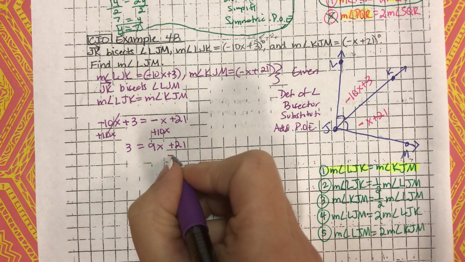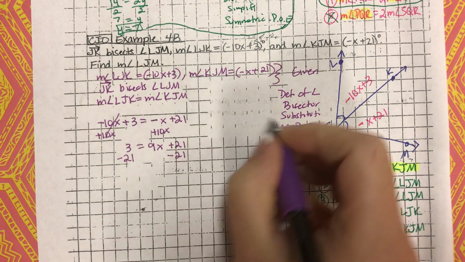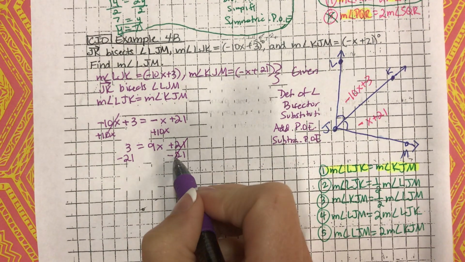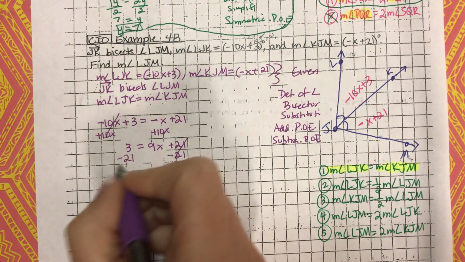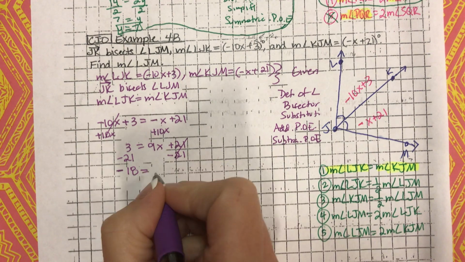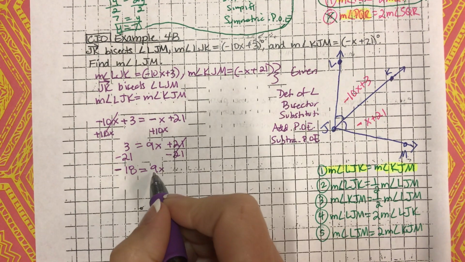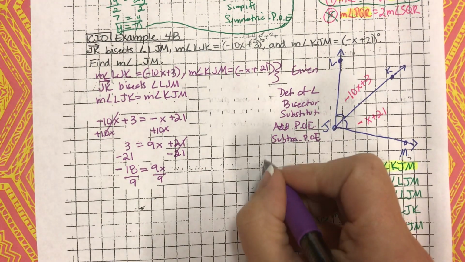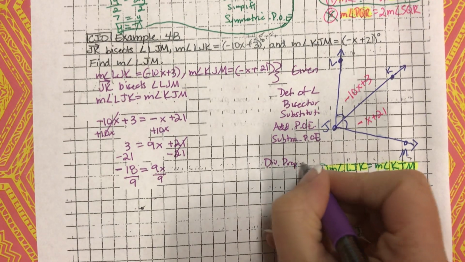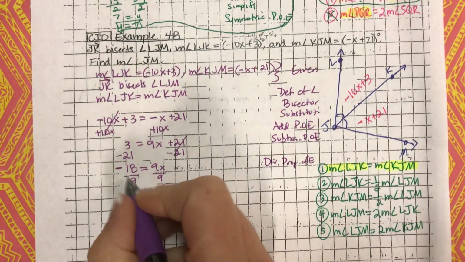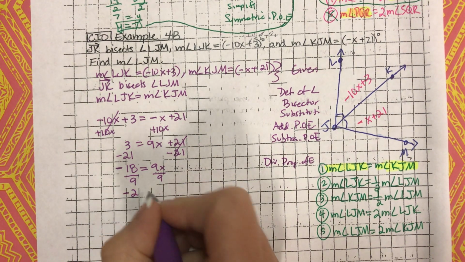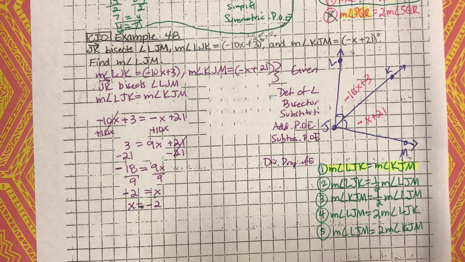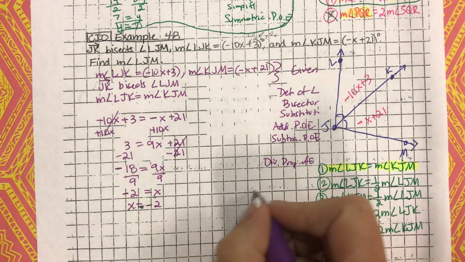Now we're going to get the x by itself, so we're going to subtract the 21 from both sides. That is subtraction property of equality. That cancels. 3 minus 21 would be a negative 18 equals 9x. Okay, then we're just trying to get x by itself, so we're going to divide 9 from both sides. And that would be division property of equality. And so we end up with negative 18 divided by 9, which is negative 2 equals x. And I'm going to write it as x equals negative 2.